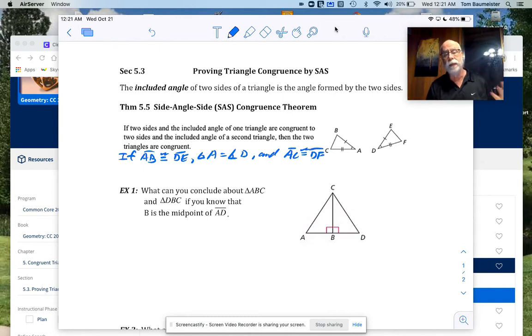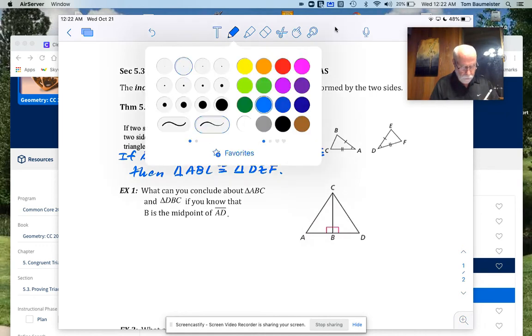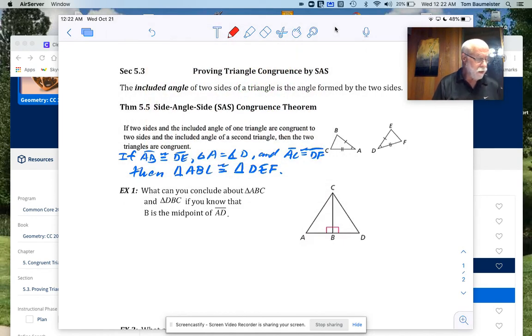I just told you we only need three parts to show that triangles are congruent, so these are our three parts. Then we can say that triangle ABC is congruent to triangle DEF, because we just did it by side angle side. I have two quick examples for you. What can you conclude about triangle ABC and triangle DBC if you know that B is the midpoint of AD?